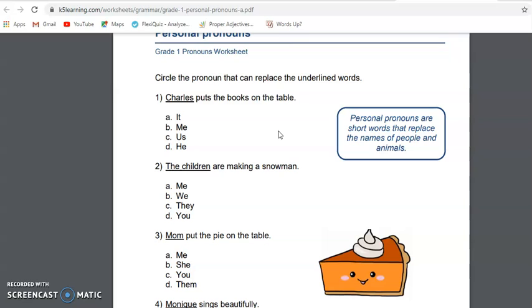So sentence 1. Charles puts the books on the table. What pronoun could be used to replace the noun Charles? Go ahead and choose your answer. Number 2. The children are making a snowman. What pronoun can be used to replace the children? Select your answer. Remember, you can pause the video to write down each one and then choose your answer, okay?